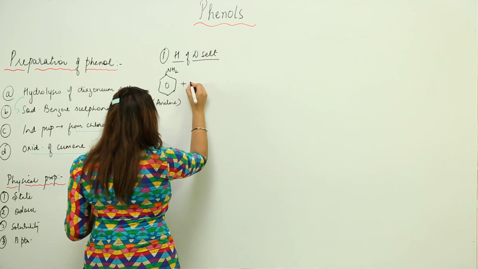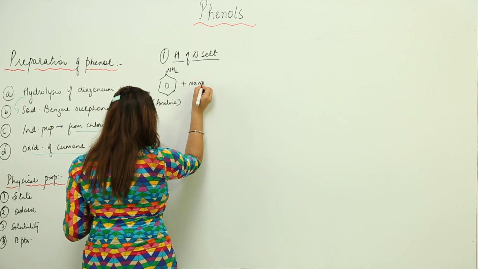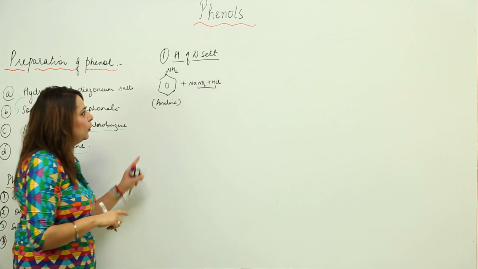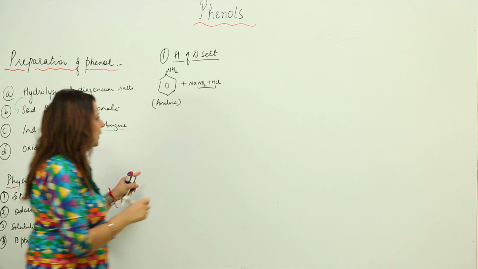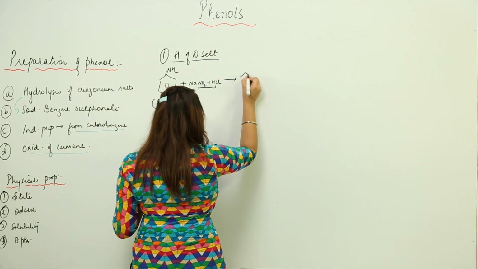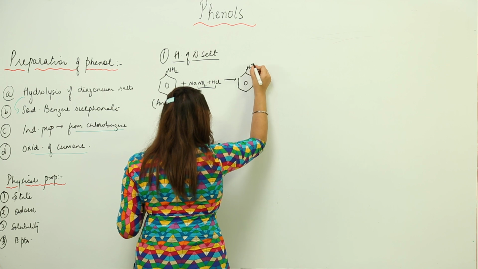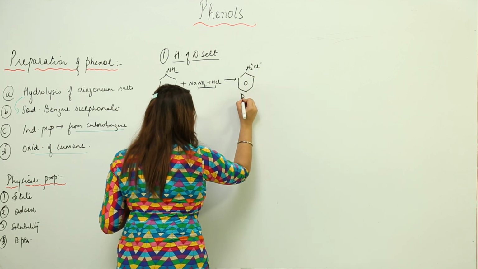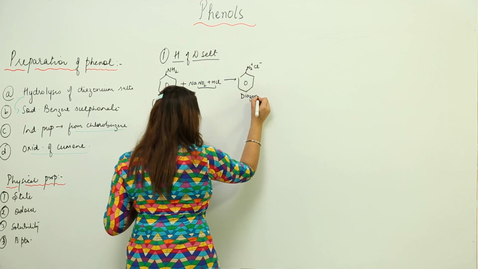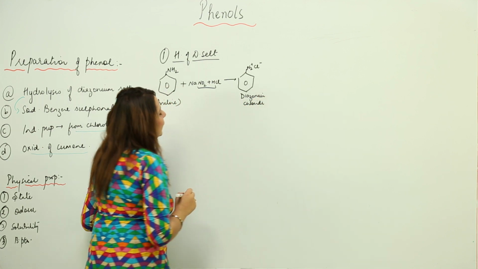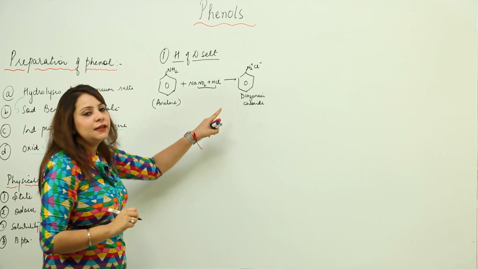Now we are going to react it with NaNO2 and HCl. That means we need to react with the combination of NaNO2 and HCl. What as a result will we see? We'll see a diazonium salt, and particularly the salt will be diazonium chloride. This is the diazonium salt called diazonium chloride. Now this is our diazonium chloride.